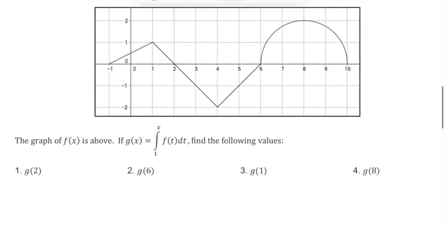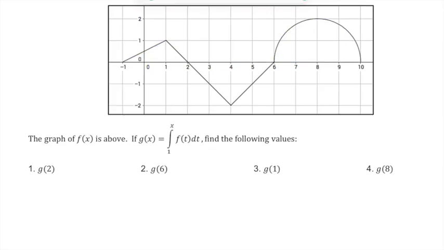Okay, final one of these examples. Same thing, graphical representation. Just recall that any area under the axes is negative. So this would be a negative area. And both of these are going to be positive areas. Okay, so it tells us that the function g of x is the integral from 1 to x of the function. Find the following values.